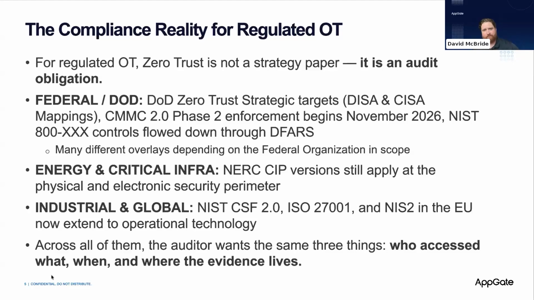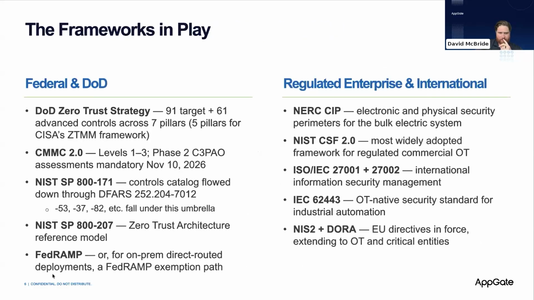Awesome. Thanks, Walid. And one thing I want to mention here is the thing that cuts across all of these frameworks, whether you're a DIB, whether you're on the federal side, or anything that Walid just covered, and that is the auditor. Regardless of which acronym they're carrying, they're going to want exactly 3 things: who accessed what, when, and where that evidence now lives. That's it. That's the audit in 3 questions. And we'll talk to that here in a bit.